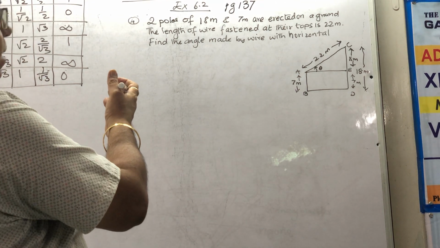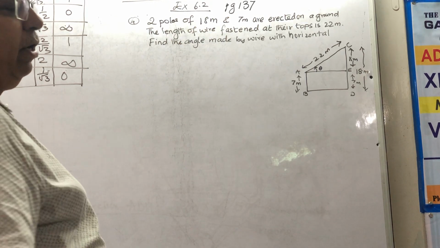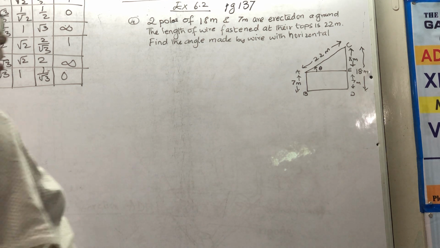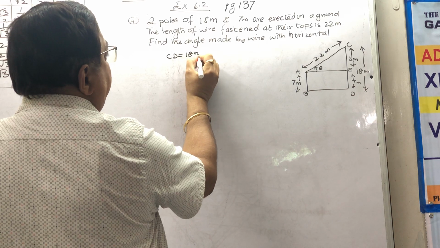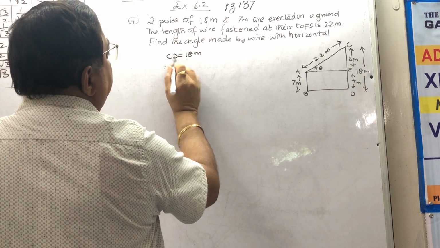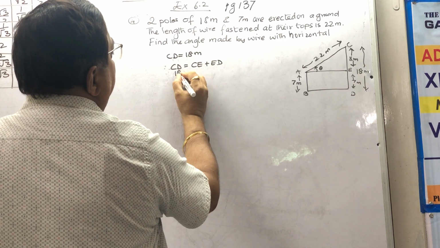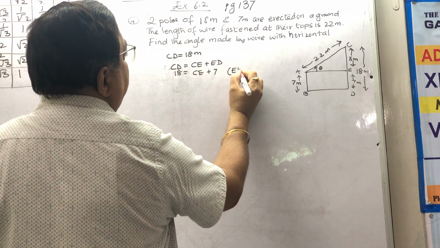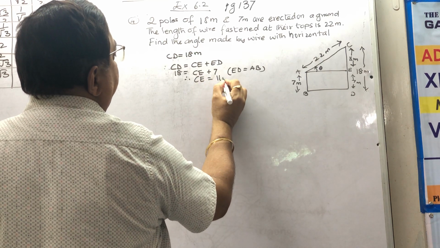You may write in the exam, let AB be a pole of 7 meters, let CD, you can always write given, there are no problems. Okay? Length of the wire AC is 22 meters. And please see that you are definitely writing CD is 18 meters. Therefore, CD is equal to CE plus ED. Okay, 18 is equal to CE plus 7, because ED is equal to AB. Therefore, CE is 11 meters.